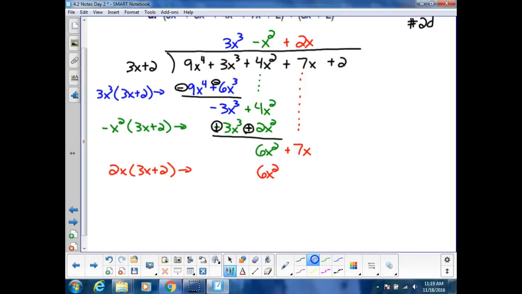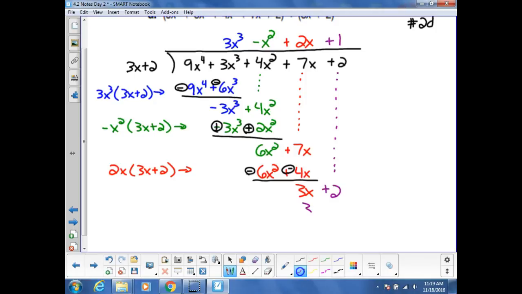X squared plus 4x. Change the signs. Gives me 3x. Drop the 2. Multiply by positive 1. Change the signs, gives me a remainder of 0.